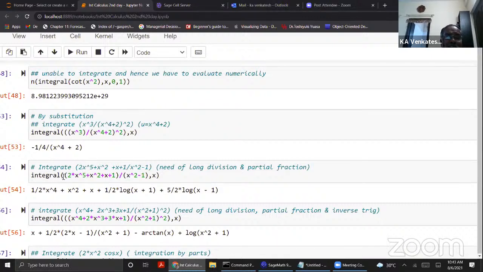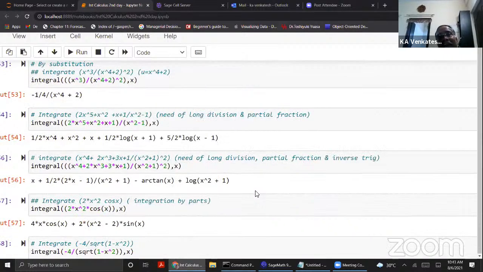Now if you look at this integral, same thing, no change at all. The answer is going to become 1 by 2 x power 4 plus x square plus x plus 1 by 2 log of x plus 1 plus 5 by 2 times log of x minus 1. For any problem, the only syntax you are supposed to remember is integral of f of x comma x comma limits if it is a definite integral. Otherwise, directly one can talk about that.